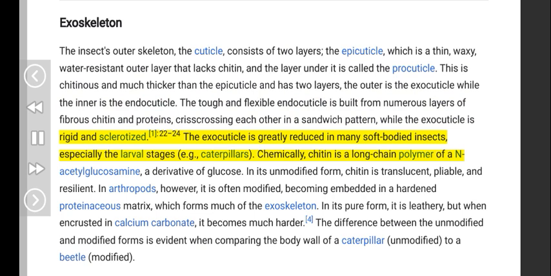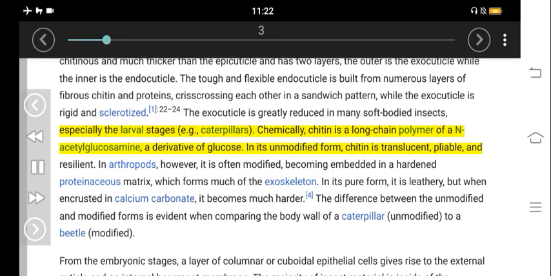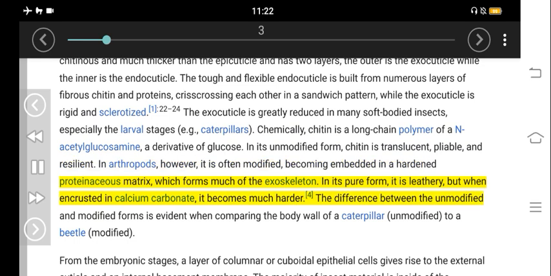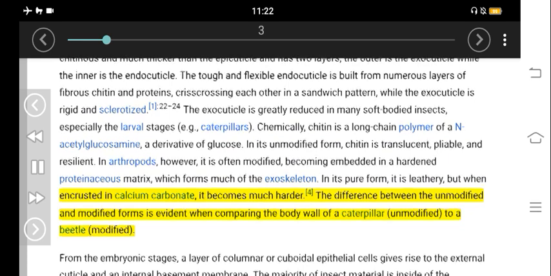Chemically, chitin is a long-chain polymer of N-acetylglucosamine, a derivative of glucose. In its unmodified form, chitin is translucent, pliable, and resilient. In arthropods, however, it is often modified, becoming embedded in a hardened proteinaceous matrix, which forms much of the exoskeleton. In its pure form, it is leathery, but when encrusted in calcium carbonate, it becomes much harder. The difference between the unmodified and modified forms is evident when comparing the body wall of a caterpillar, unmodified, to a beetle, modified.